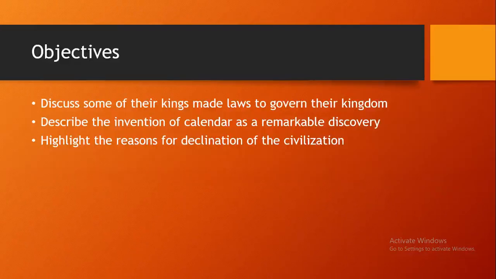So the objectives for this lesson are to discuss some of their kings who made laws to govern their kingdom. We're going to discuss the rulers who were very famous in the Mesopotamian civilization. Describe the invention of the calendar as a remarkable discovery. We have discussed a few discoveries before, but one of the discoveries that we are going to discuss, which was very famous after writing, is the calendar. And highlight the reason for the decline of the civilization. Obviously, this civilization declined. What was the reason? How did the civilization end? We're going to discuss it.